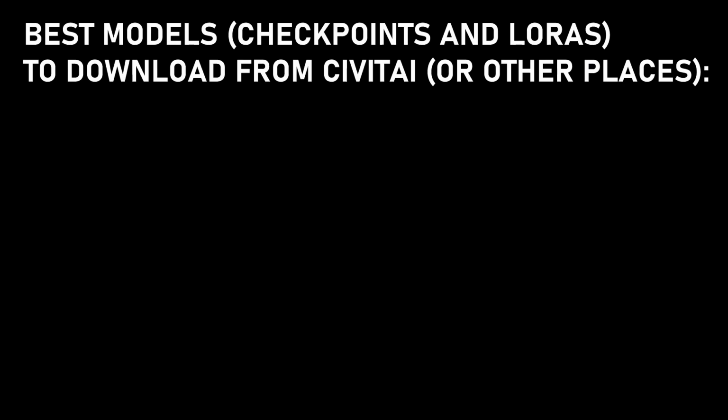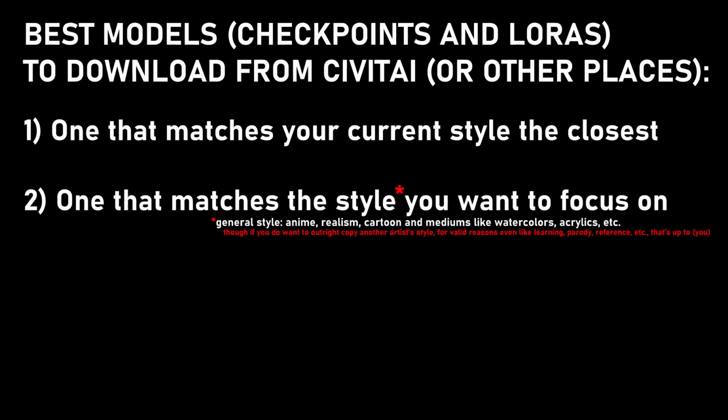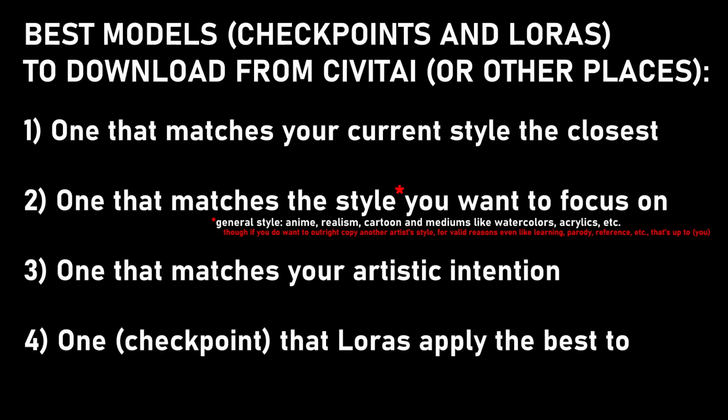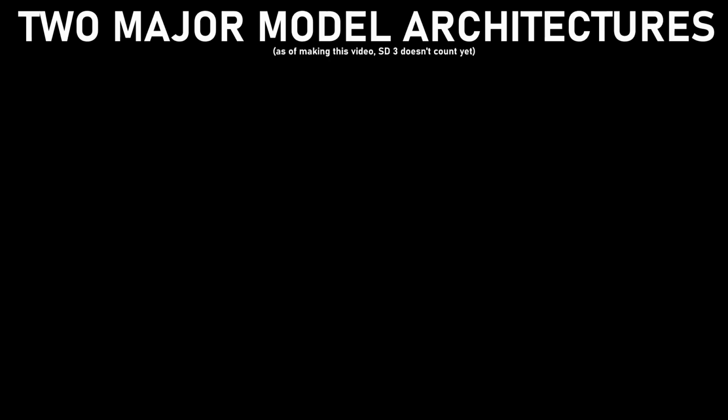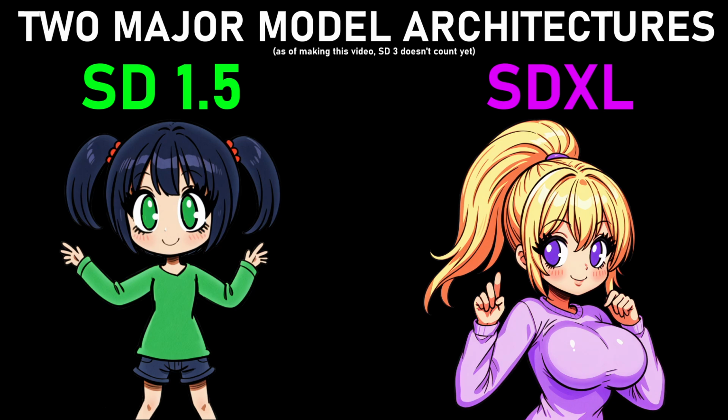This means the best model to download can be one that matches your current style the closest, one that matches the style you want to focus on, one that matches your artistic intention, and also one that Loras apply the best to. The main thing to know when searching for a model is that there are currently two major model architectures. One is called Stable Diffusion 1.5, also called SD 1.5 for short, and the other is called SDXL.